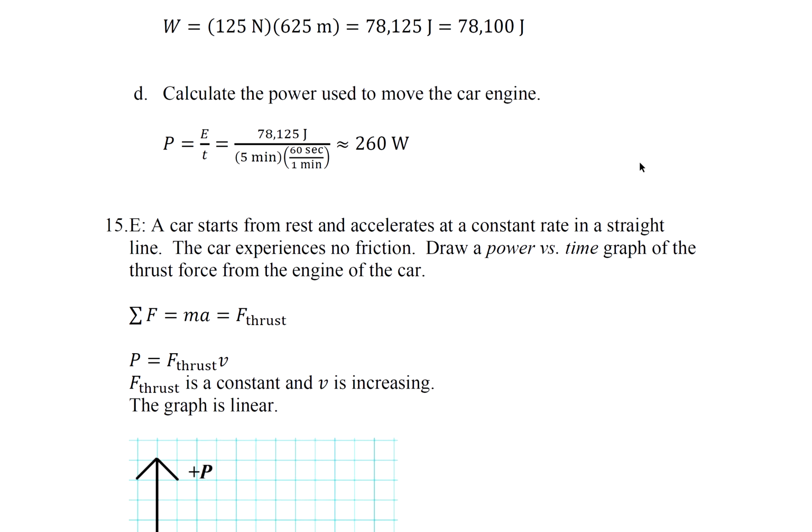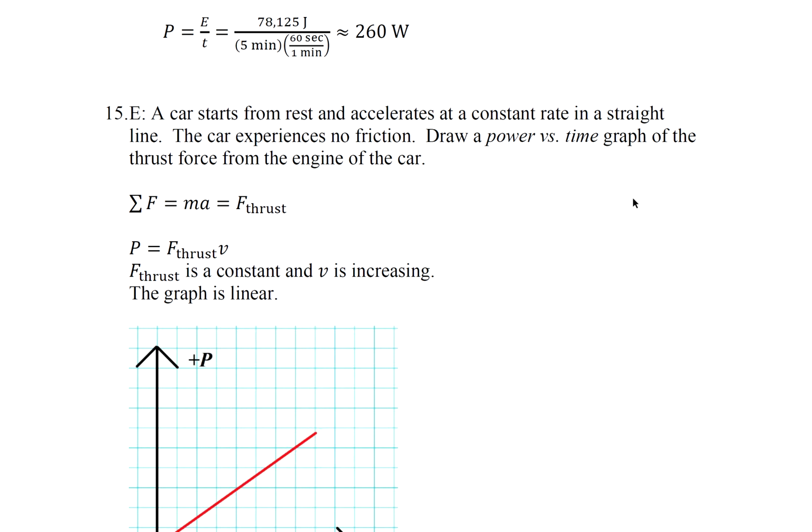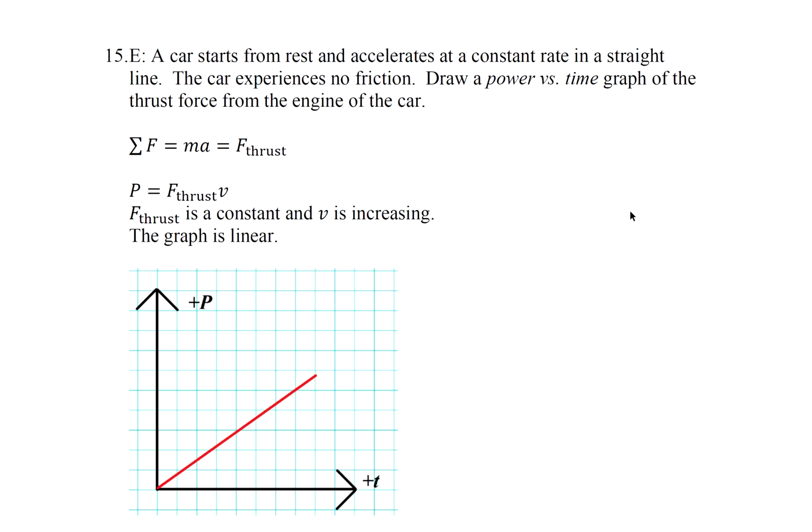Question 15, a car starts from rest and accelerates at a constant rate in a straight line. The car experiences no friction. Draw a power versus time graph of the thrust force from the engine of the car. So F equals ma equals F thrust. P equals FV. So power increases at a constant rate just as V. So this is a linear graph.